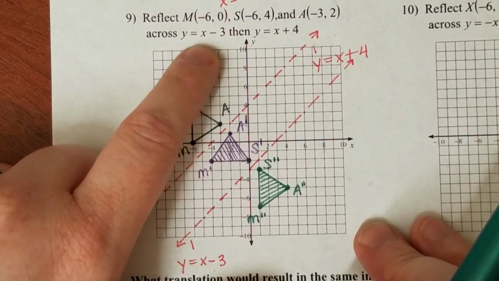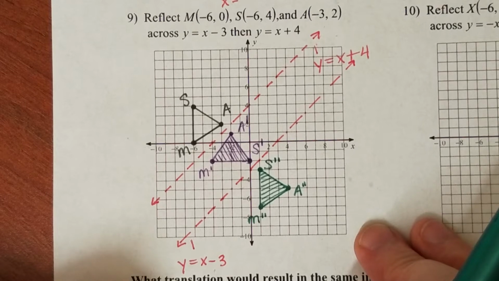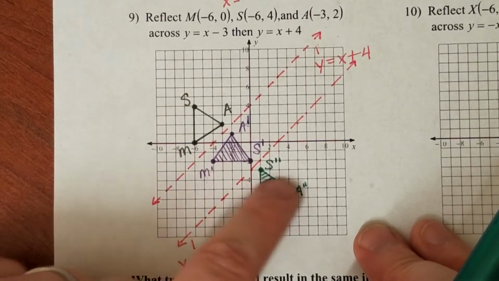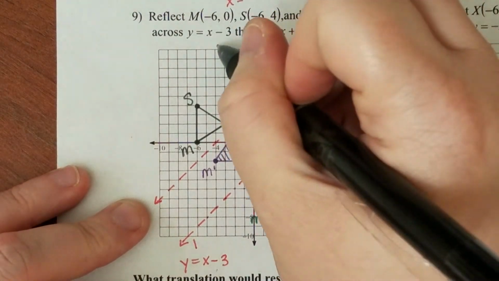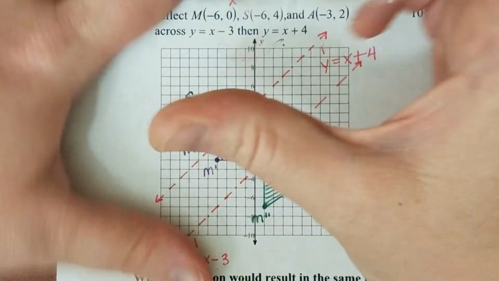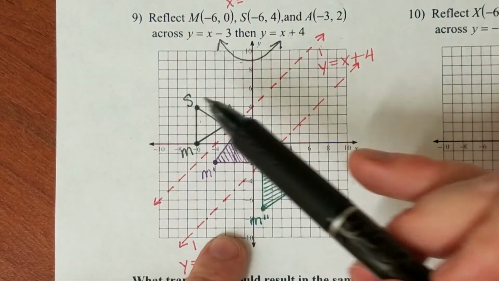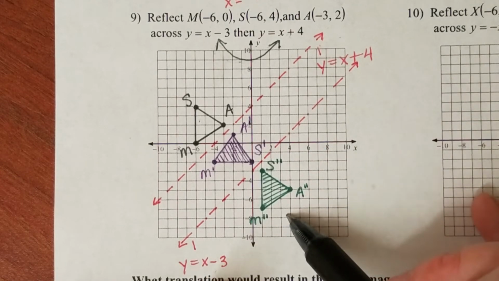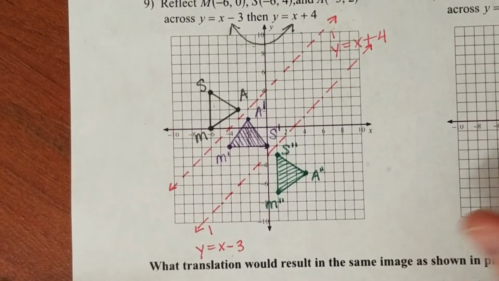And here it looks like I was supposed to switch them for this one. This is my original image, -6, 0. So these two lines look like they were swapped right there. All right, because my pre-image is here. So when I reflect it, I'm going to be reflecting it over y equals x plus 4 first, and then I'm going to be reflecting it over y equals x minus 3. That's just how it's going to go if you follow the reflection. So let's just pretend that those two lines are swapped.